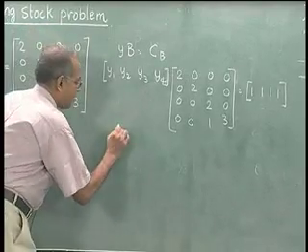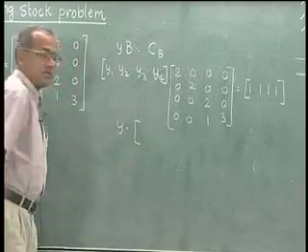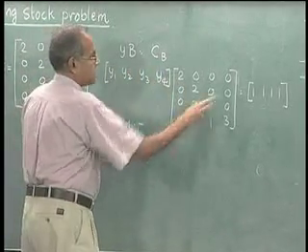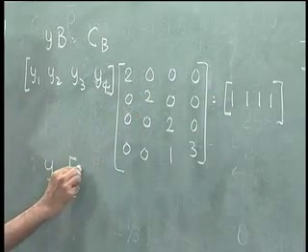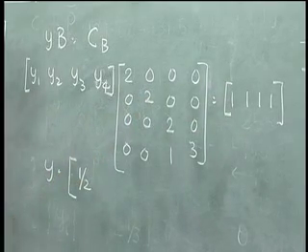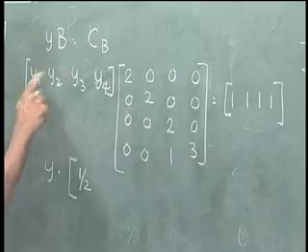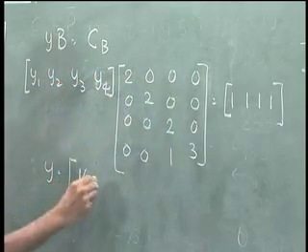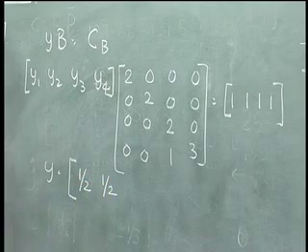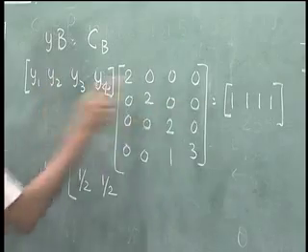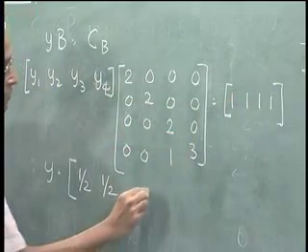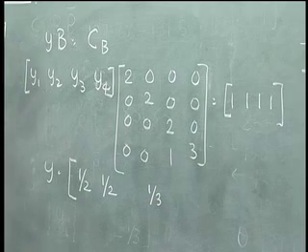through simplification, therefore, or substitution. So, this would give us 2 y1 plus y2 plus y3 plus y4 is equal to 1, from which y1 is equal to 1 by 2. From the second equation, 0 into y1 plus 2 y2 plus 0 y3 plus 0 y4 is 1. So, we get again 1 by 2. From the fourth equation, 0 y1 plus 0 y2 plus 0 y3 plus 3 y4 is equal to 1. Therefore, y4 is 1 by 3.